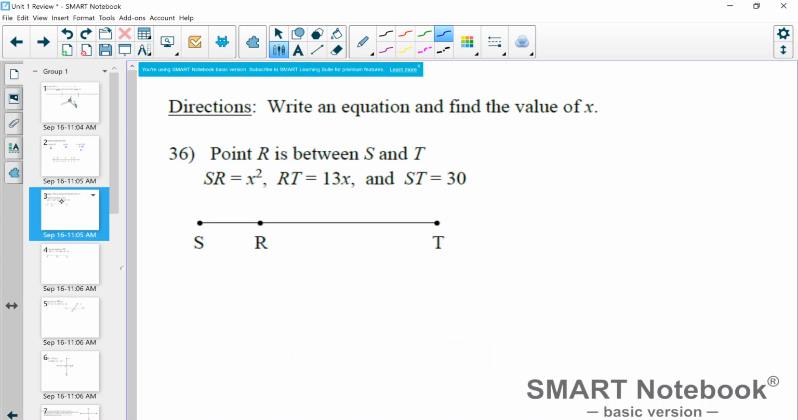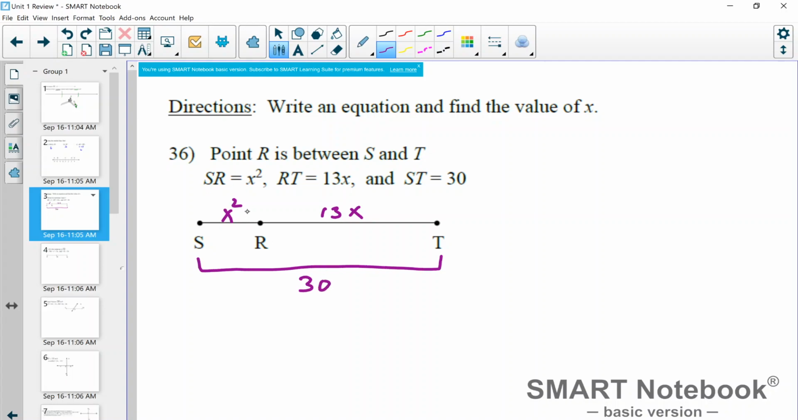Here we need to write an equation and find the value of x. So this is labeling and creating an equation and then solving said equation. So we have point R between S and T. S to R is x squared. R to T is 13x, and S to T is 30.